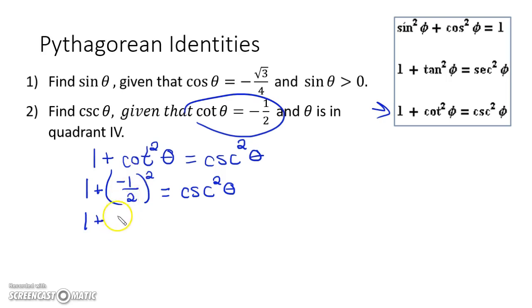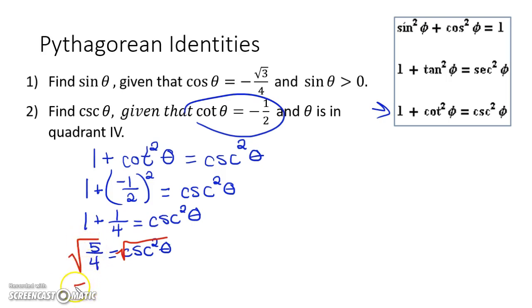Okay, let's square that off. Negative squared is positive. That turns into 1/4. And 1, we can just change to 4/4. So 4 plus 1, 5/4 equals cosecant squared of theta. How do we get rid of that square? Well, you betcha, we have to square root both sides. Make sure we square root the top and the bottom. So this is either positive or negative square root of 5 over 2 equals cosecant of theta, right? Because the square root and the square cancel each other out.